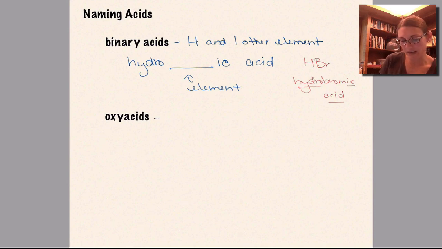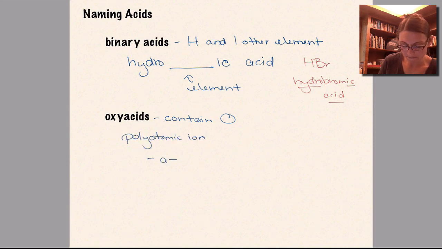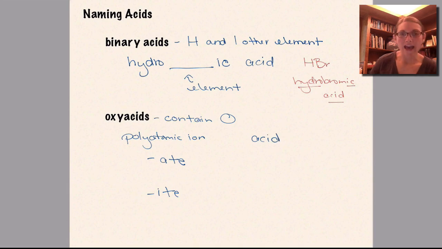Oxyacids obviously contain oxygen, and these are polyatomic ions that have enough hydrogens attached to balance the charge. Since they have a polyatomic ion at their core, their name depends upon that polyatomic ion. So you're going to look at the name of that polyatomic ion, and it might have an ending of ate or an ending of ite. That's going to determine your acid name.